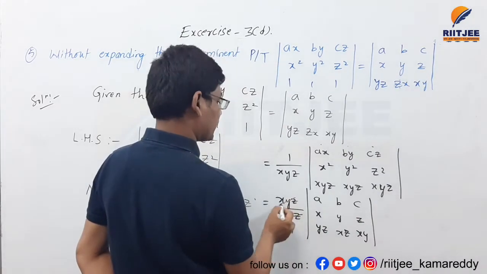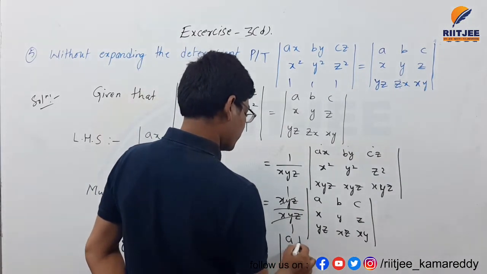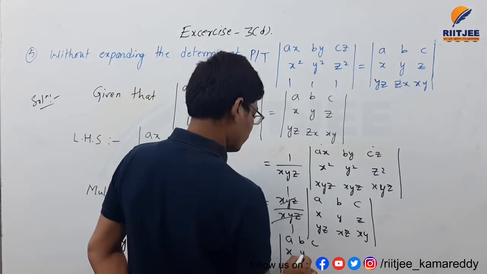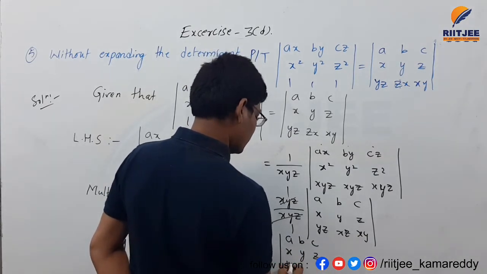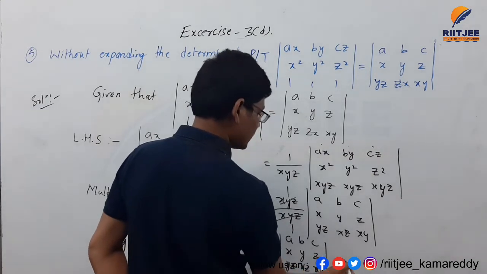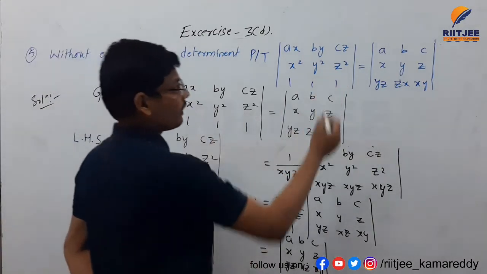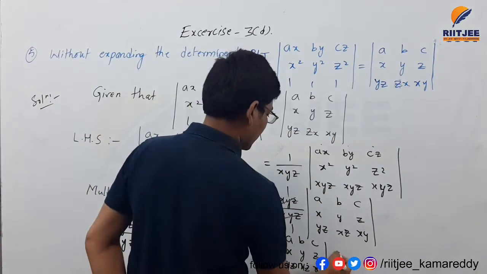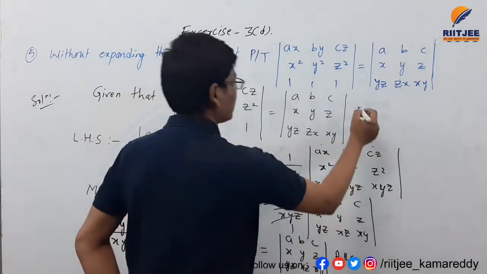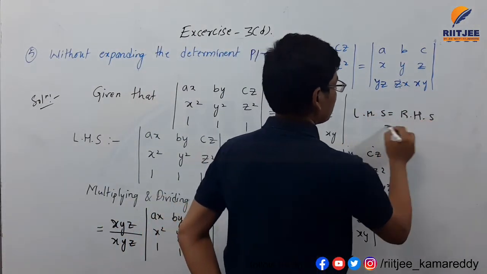xyz and xyz both get cancelled here. The remaining term is abc, xyz, xz, xy. This is the final expression, final answer for this problem. This is RHS, hence proved LHS is equal to RHS. This is the solution.